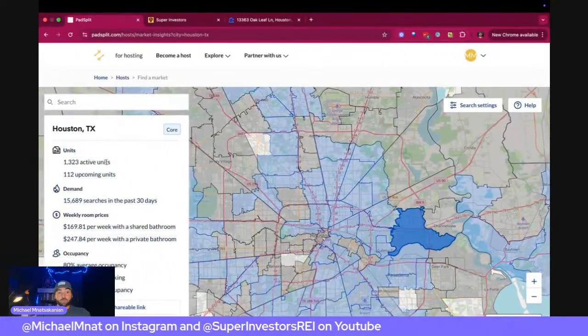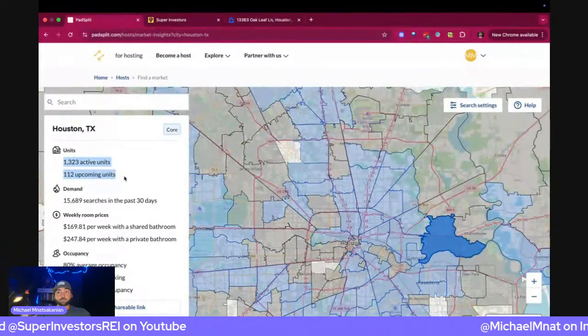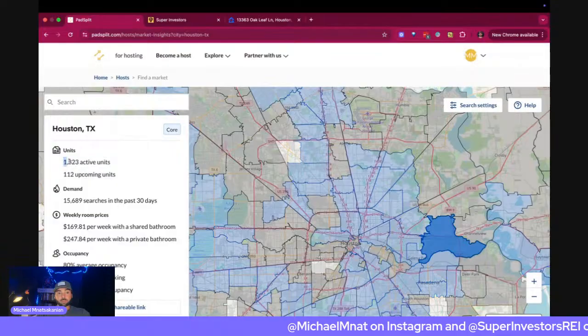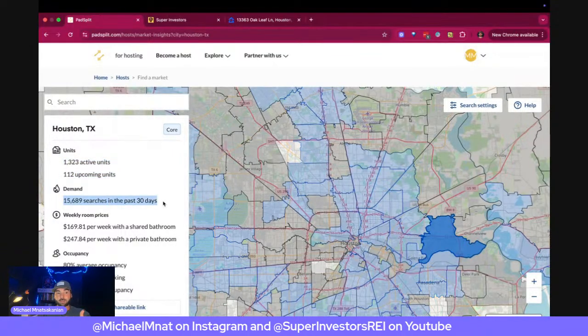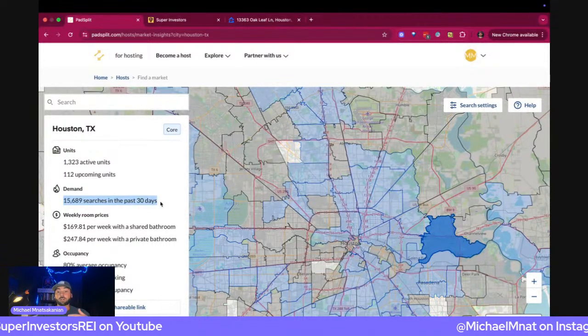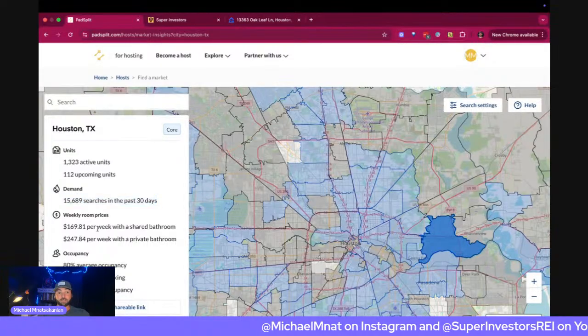So in Houston in general, I'm going to have to move my head so you can see, but around 1,400 units between active and upcoming. The demand: roughly 15,700 people have searched in the last 30 days for a rental on the Pad Split platform in Houston, which is great.